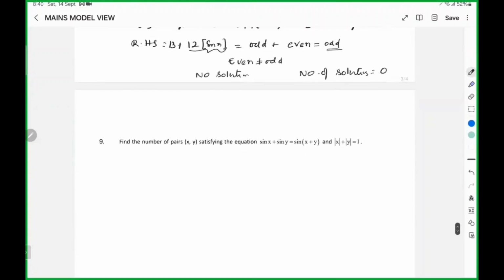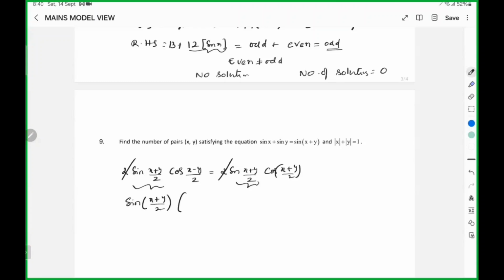So in this case, sin x plus sin y, I can write as 2 sin((x + y)/2) cos((x - y)/2). 2 sin((x + y)/2) is anyhow a non-zero number, so I can cancel. I can't cancel the cosine one, it may be 0. So we have to take common cos((x - y)/2) and cos((x + y)/2) equal to 0.